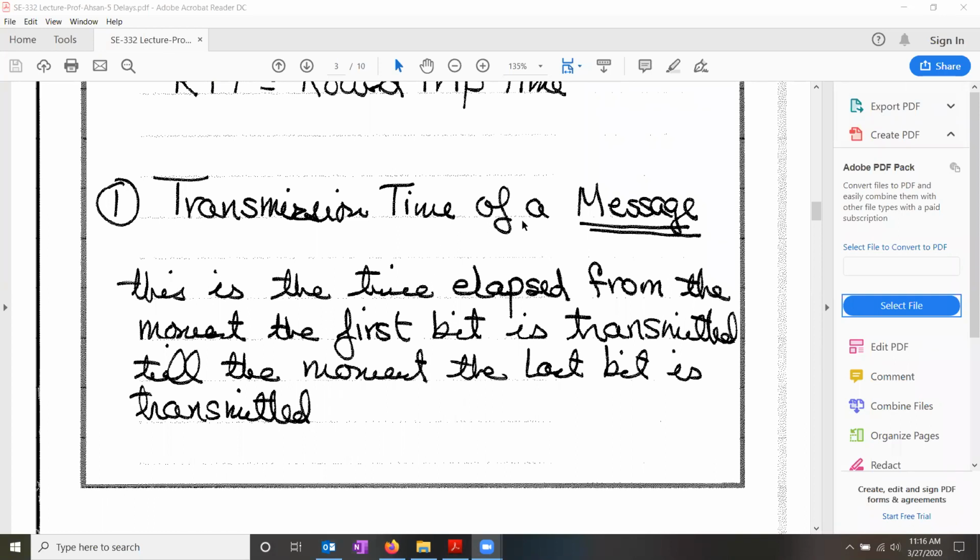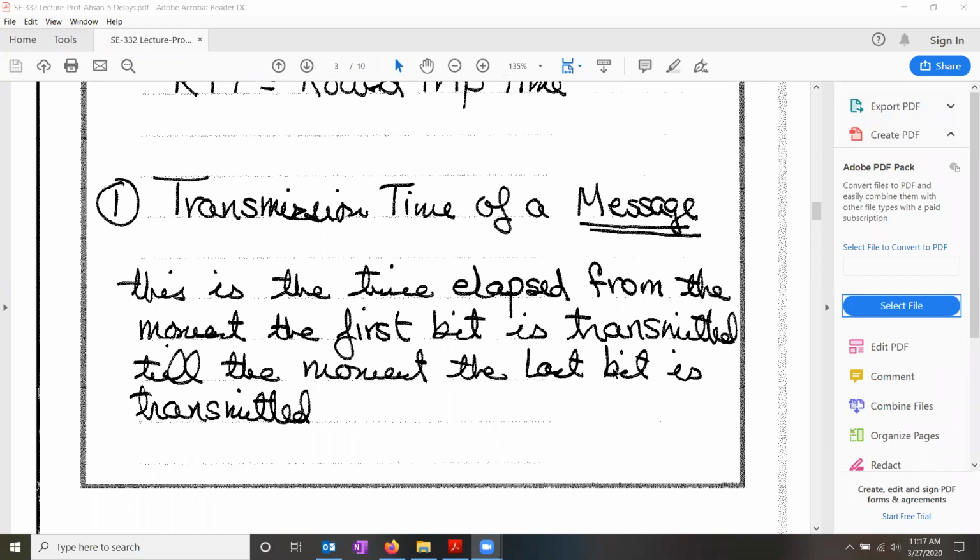that transmission time of a message has nothing to do with the receiver. Transmission time of a message is, see, you have a transmitter and you have a receiver. Now the transmitter starts transmitting a message. Message consists of certain bits. Let's suppose that your message consists of 10 bits, 11100001111. Now, first of all, when the first bit is transmitted, the time elapsed from the moment the first bit is transmitted, after that the second bit will be transmitted, then the third bit will be transmitted, and eventually the last bit will be transmitted.